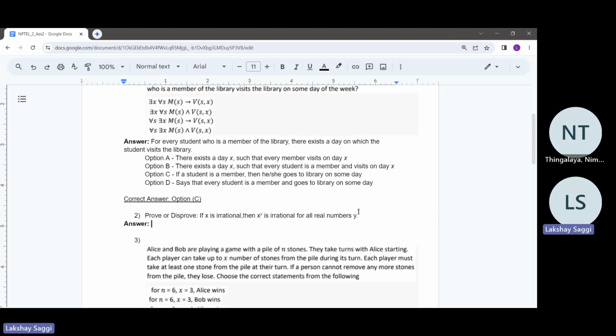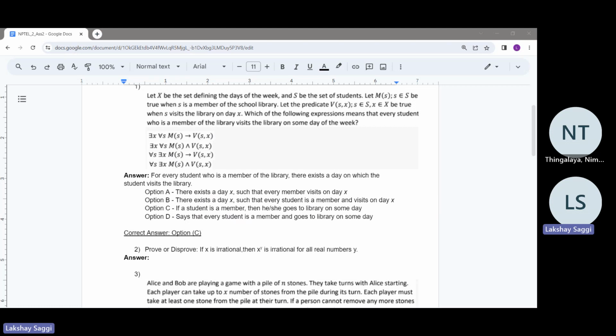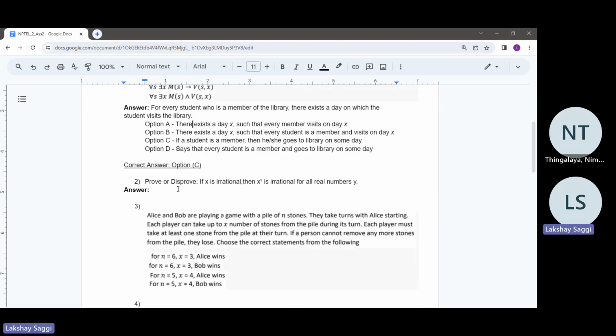So I hope this was clear, and if this was not clear, you can just ask me in chat if you have any doubts, and I'll try to answer it. So yeah. So the second question is a bit interesting. So it's saying that we want to prove or disprove this statement that if x is irrational, then x to the power y is irrational for all real numbers y.